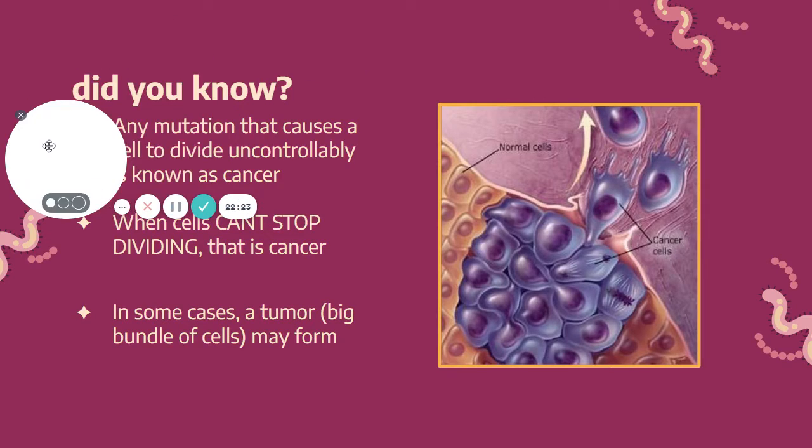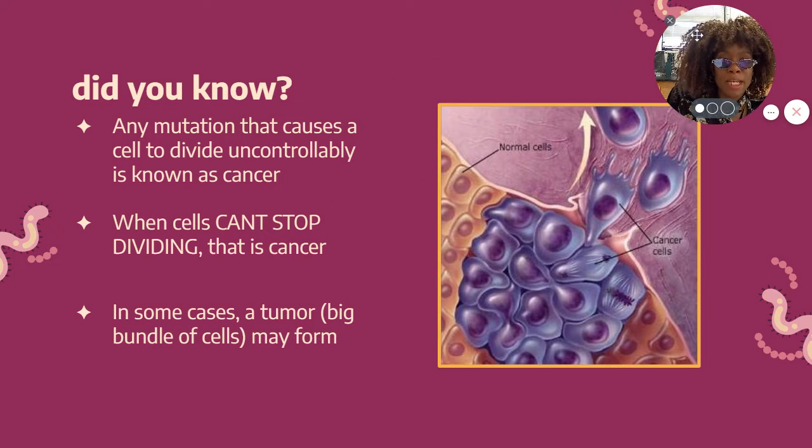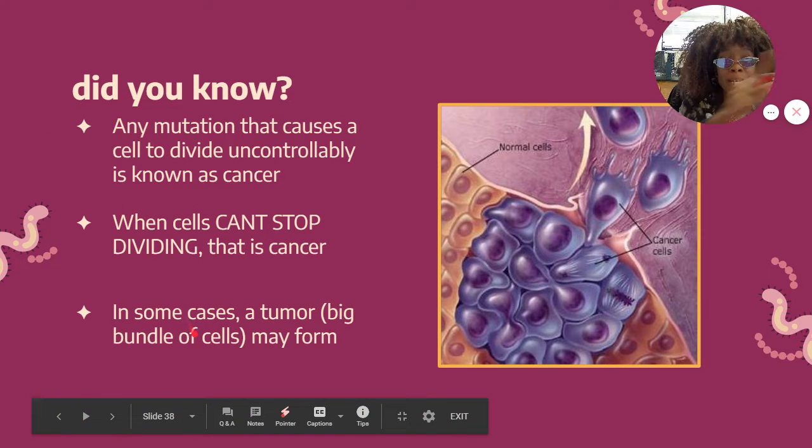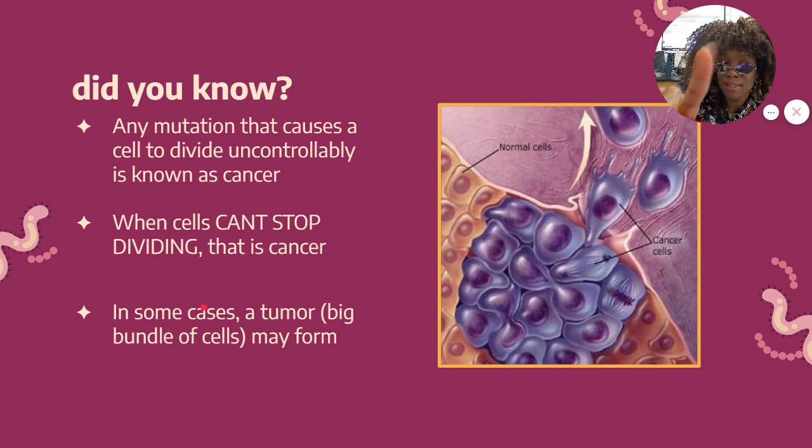Okay? So, did you know any mutation that causes the cell to divide uncontrollably is known as cancer? When cells cannot stop dividing, that is cancer. Okay, that is literally the definition of cancer. When cells cannot stop dividing. In some cases, but not all cases, a tumor is going to form.